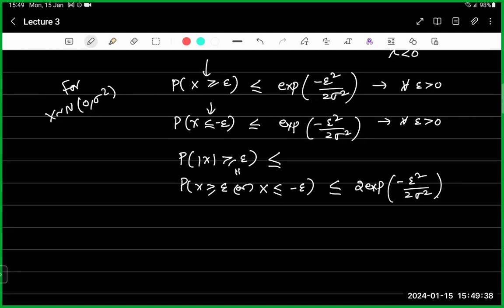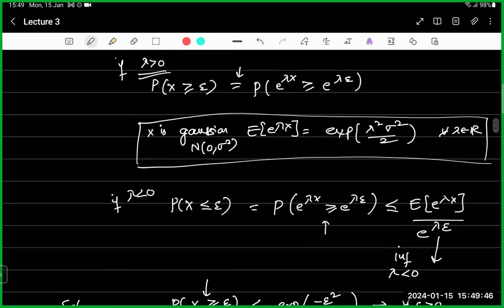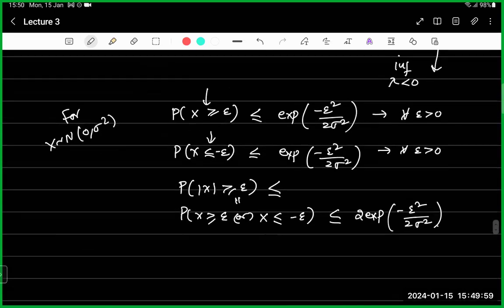So similar thing we go through, right? Sub-Gaussian invariant, because all that we have used is this inequality. And for sub-Gaussian invariants, we know that expected e^(lambda x) is less than or equal to e^(lambda square sigma square by 2), right? So the same thing will go through for sub-Gaussian verification.